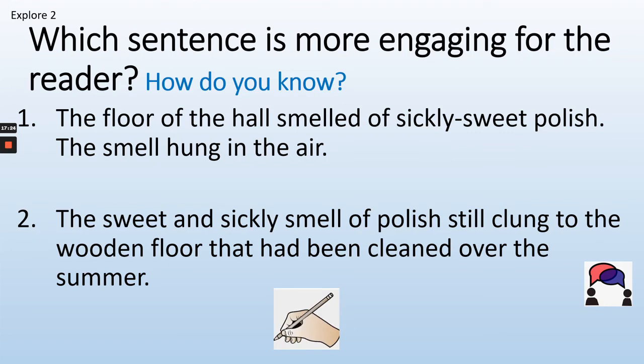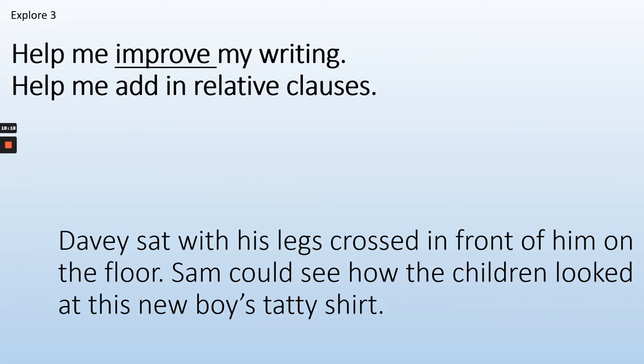Pause the video and decide which example you find more engaging as a reader. Let's have a look. I think the second example, by using the relative clause, allows a flow for this writing. It also clarifies that the children have just come back to school. The floor was cleaned over the summer. That extra information allows me to set the scene and to know more about our characters returning to school. The first example is also a very good example, but again with those two short sentences, it really stops the flow for the reader.